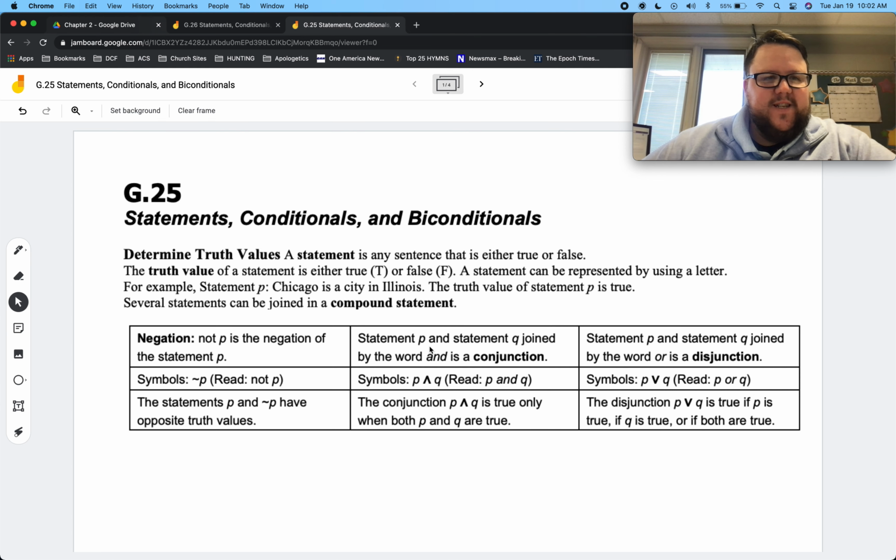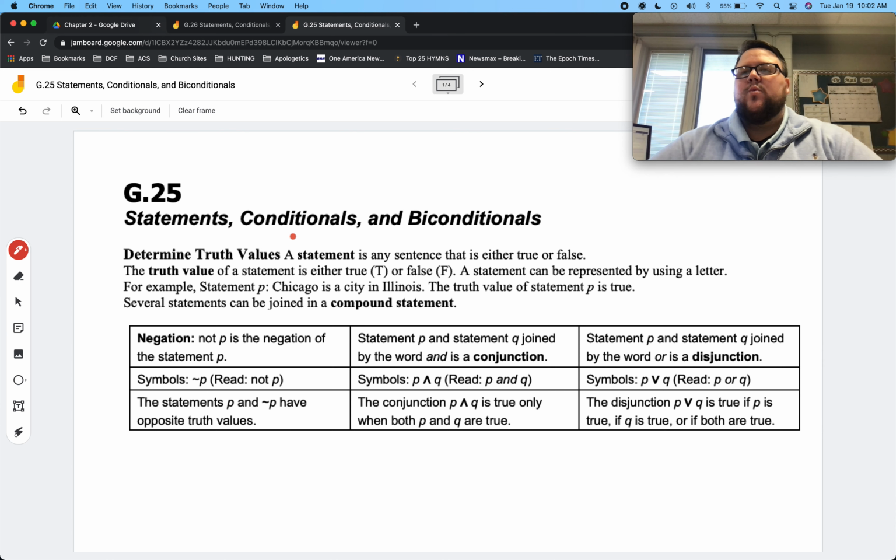Hey, geometry students, today we're going to be talking about statements, conditionals, and biconditionals. What we're going to do is determine whether or not a statement is true. Just like last week, when we worked on the truth of a statement, we were determining whether or not the statement is true. But now we're going to have conditionals attached to it. So determine the truth values.